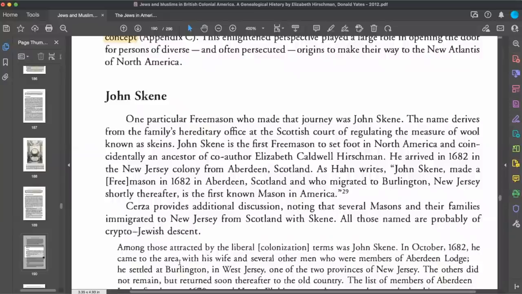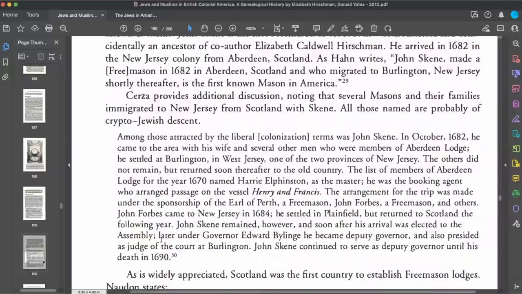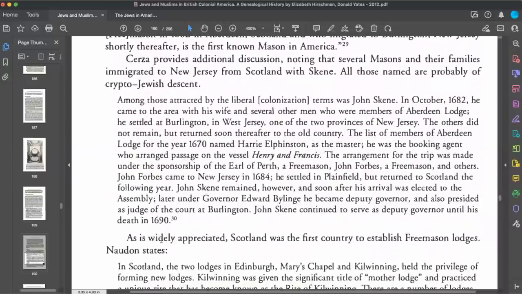Sersa provides additional discussion, noting that several Masons and their families immigrated to New Jersey from Scotland with Skeen. All those named are probably of crypto-Jewish descent. All right, deep one right there, just in case you run into this.